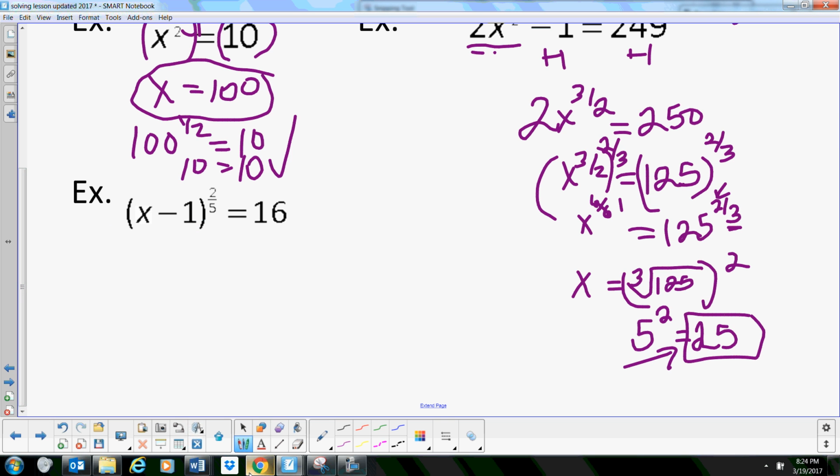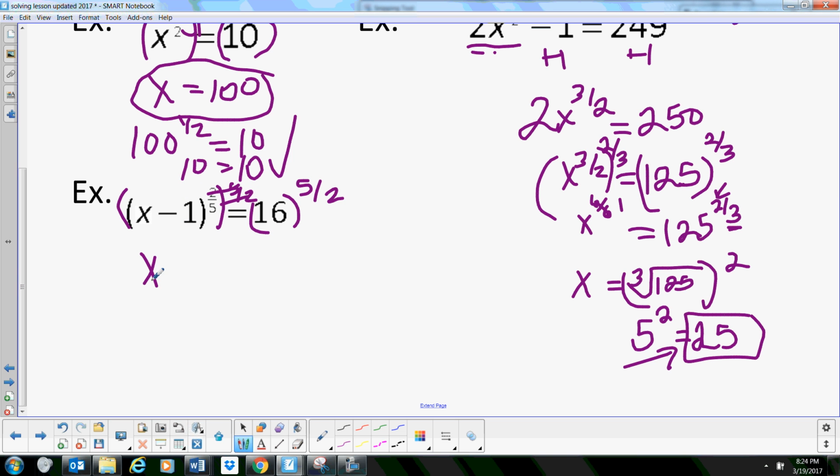Okay, let's look at this third one down here. We have x minus 1 all raised to the 2/5. If you want to work ahead, you know you're going to raise this to the 5/2, and then we've got to raise 16, the other side, also to the 5/2. We know that these are going to cancel out and just give us the power of 1.